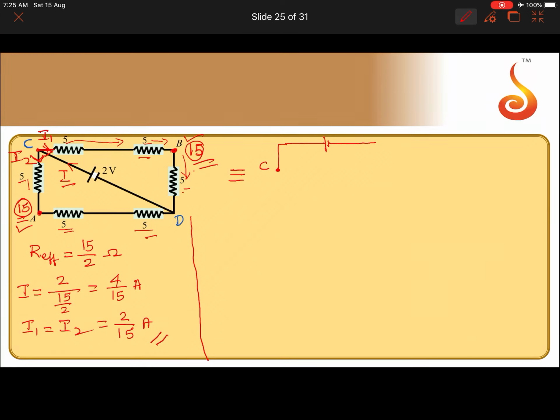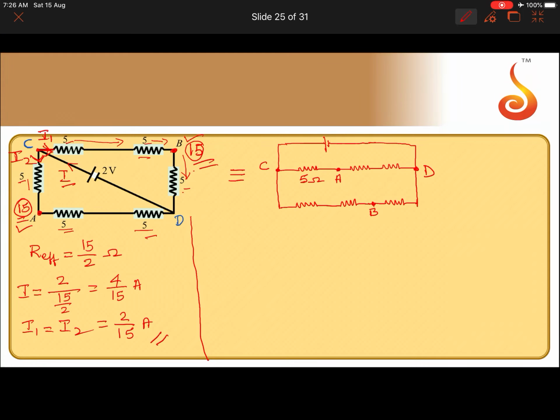From point C, one goes to A. There is one 5 ohm resistance, then it goes to point A. Another one goes through 5, 5 and B. So there is 5, there is 5, and then there is B. From B, there is one resistance, it goes to D. I will come back to D. Then from the negative terminal of the battery, there are 2 5 ohm resistances. So I will continue from here, 5 ohm, 5 ohm, and they are connected to point D. So this is point D.